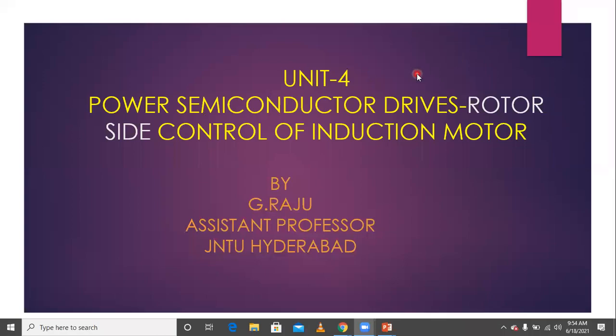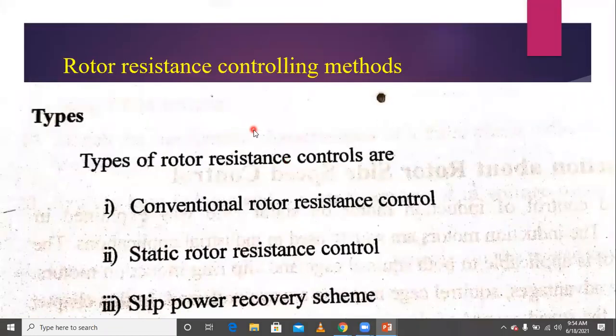Take control of induction motor on rotor side. There are different types of controlling methods. Rotor resistance controlling methods are conventional rotor resistance control method and static rotor resistance control method.